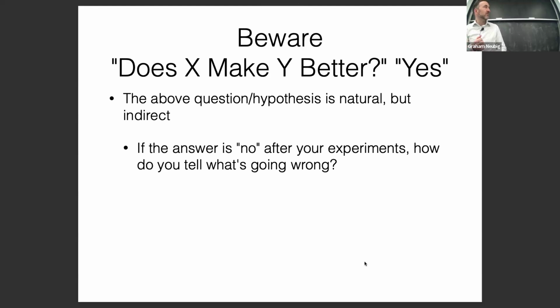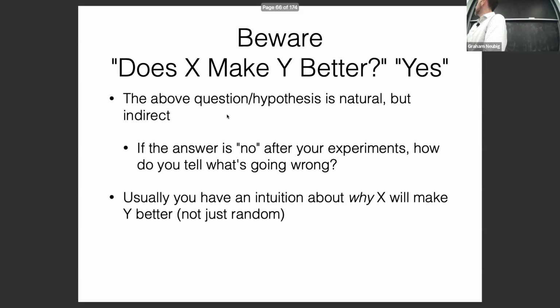And so if the answer is no after your experiments, why is the answer no? It could be that your original assumption about why a particular method would help was wrong, which is the worst case scenario, but you also could just have a bug in your code, or your test set might not be large enough, so you wouldn't be able to get a statistically significant result based on the amount that it helped you improve, or other things like that.